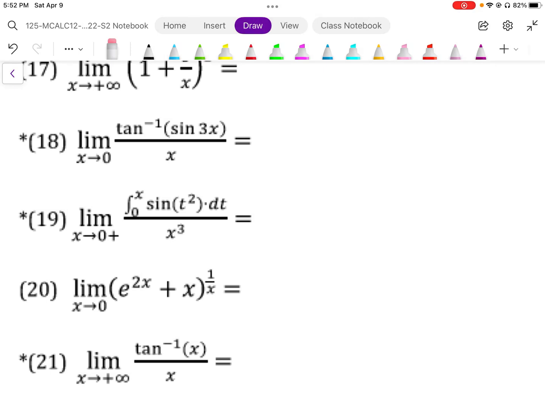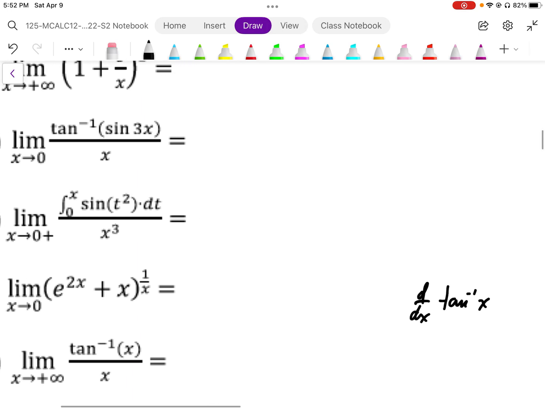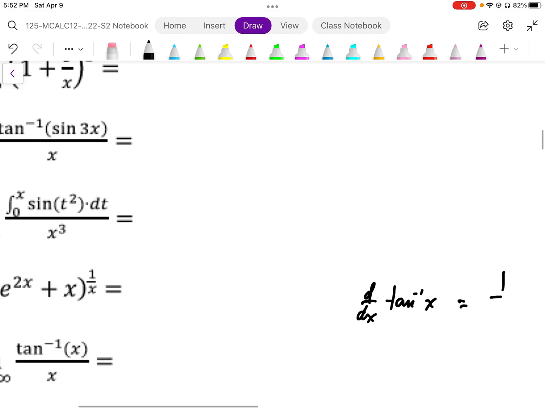Number 18. To be able to find the limit of number 18, we need a derivative to use L'Hopital's rule. That means that we're going to need to be able to differentiate tan of the arctan. So the derivative of arctan, I'm just going to write it down over here: d by dx of arctan is going to be equal to 1 over x squared plus 1. So we're going to use this derivative to be able to evaluate this limit.